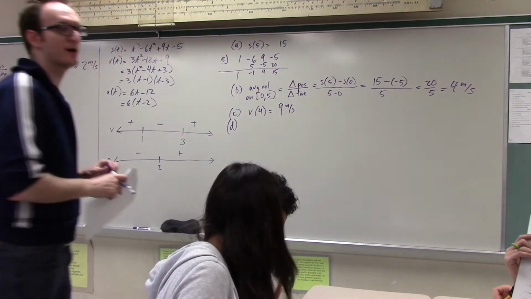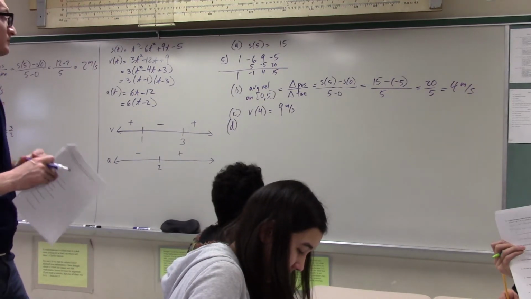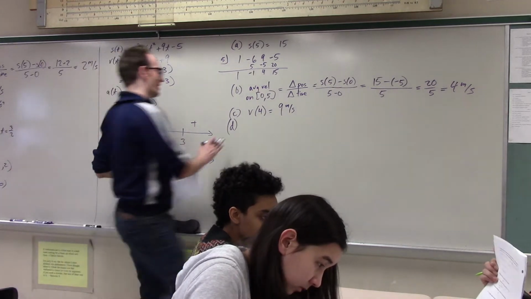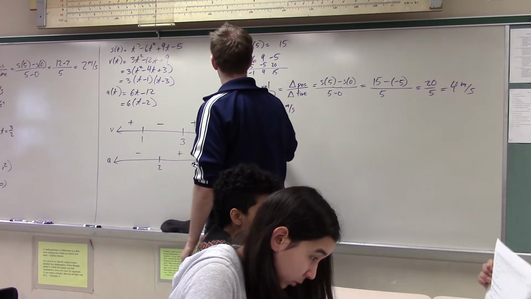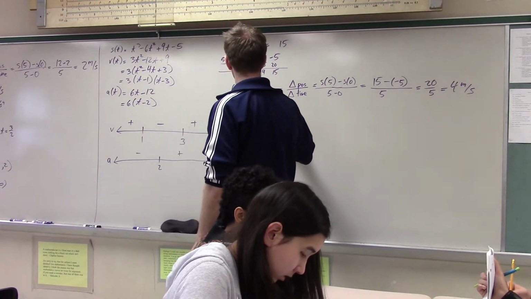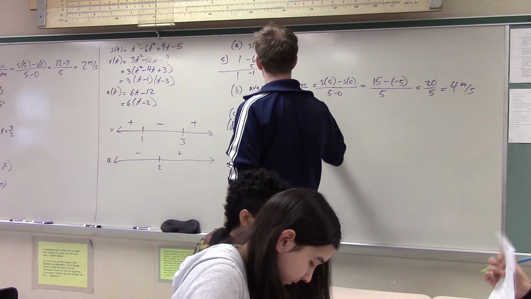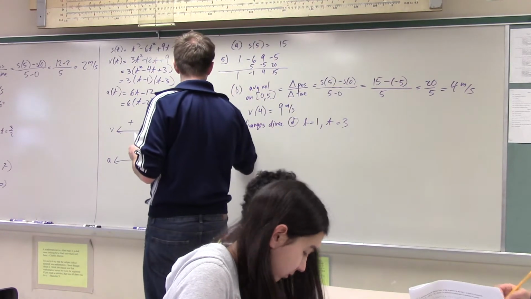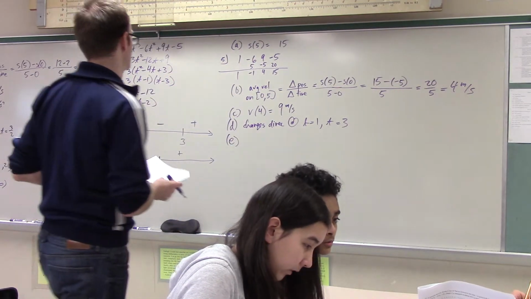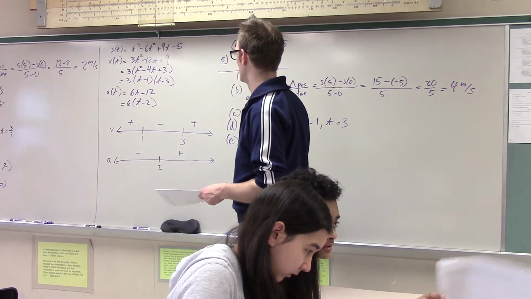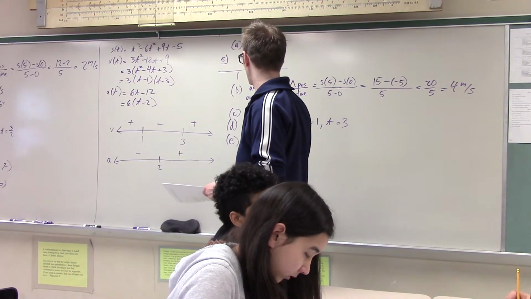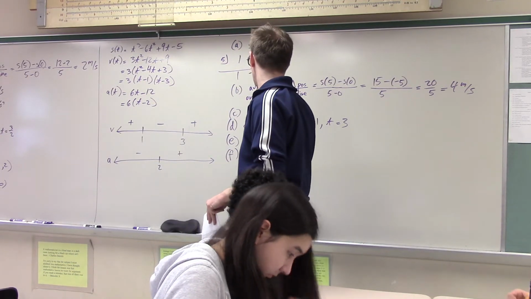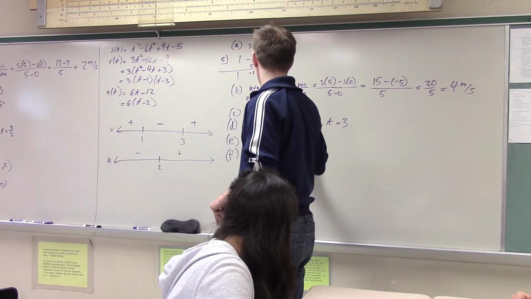Where does the particle change direction? At 1 and 3. It's moving to the right, then it's moving to the left, then it's moving to the right. So it changes direction at t equals 1 and t equals 3. When is the particle moving left? From 1 to 3. It's moving left on the interval 1, 3. When is it moving right? Negative 3 to 1 and 3 to infinity.